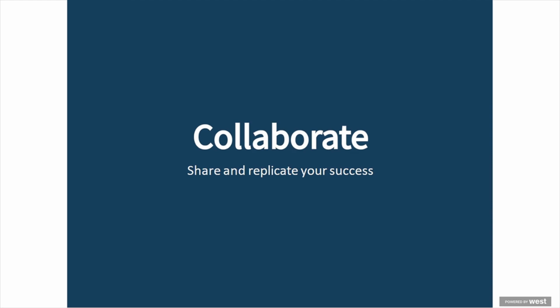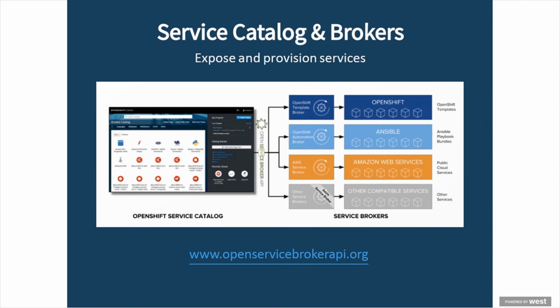OpenShift also helps you share and replicate your success. The service catalog and brokers are one solution that helps make this very easy. You can go to www.openservicebroker.api.org for more info on this topic. The left side of the screen shows a service catalog integrated into OpenShift with a variety of icons that can be used as starting points for developers.